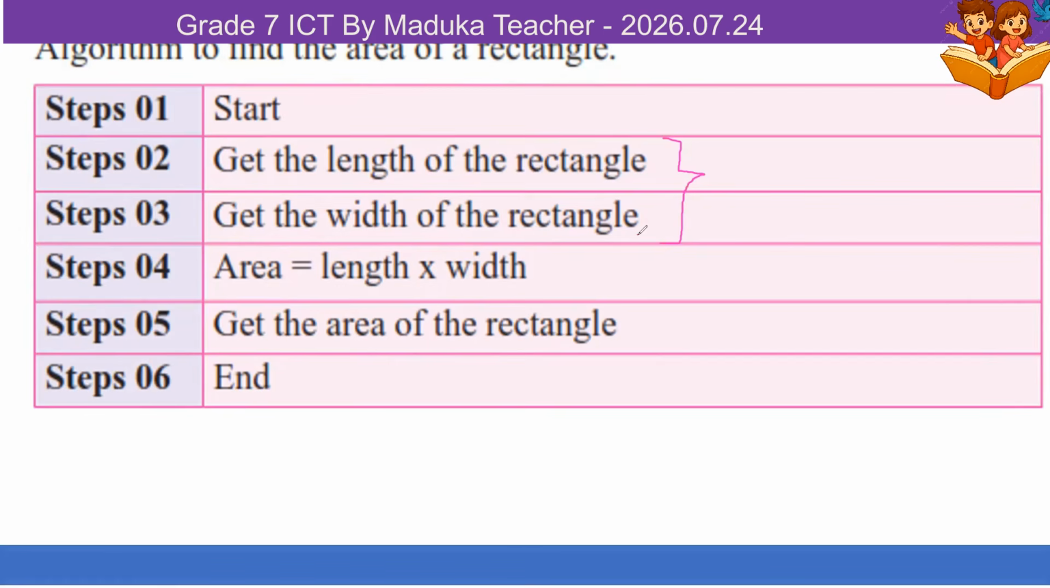As the fifth step, now we have the result. It means we have the output. Our output is the area of the rectangle. And as we know in an algorithm, there should be an end. The last step should be end. Therefore, the sixth step should be end.